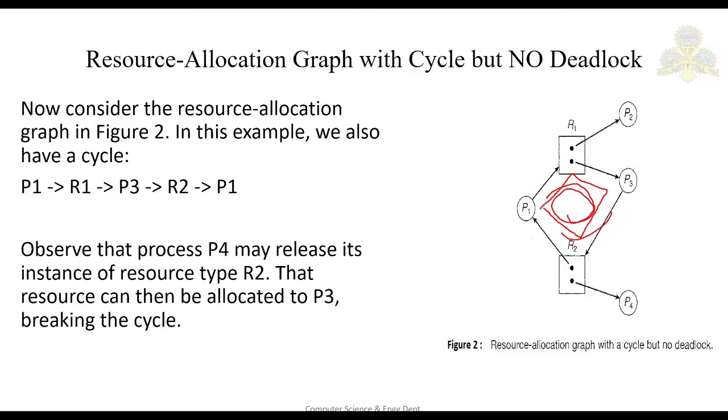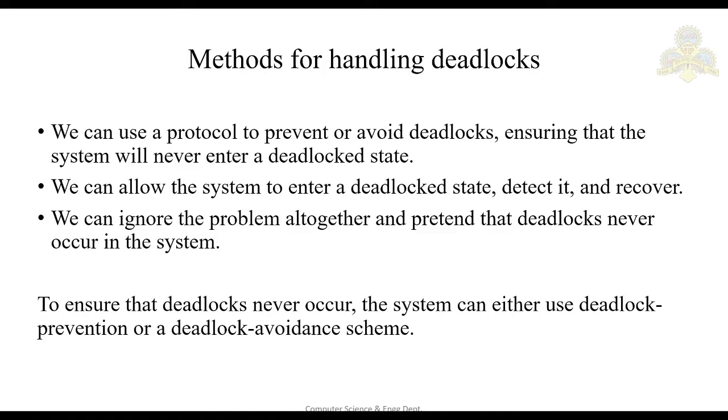So in the last class we had studied till resource allocation graph. Today we'll be getting started with methods for handling deadlocks. We can deal with the deadlock problem in one of three ways. The first one, we can use a protocol to prevent or avoid deadlocks, ensuring that the system will never enter a deadlock state.